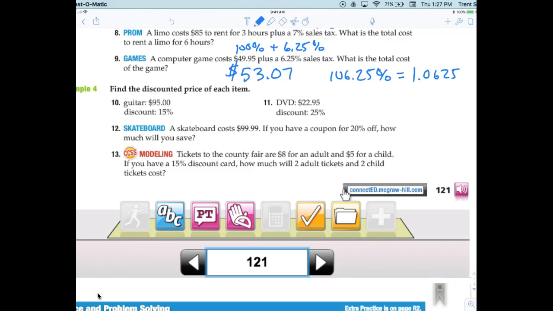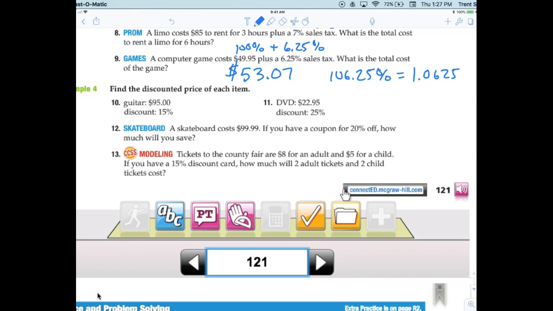All right, we're on 11. Now we have to find the discounted price. Uh-oh, some of you are not thinking. Do you want to pay more or less if you got a discount? Less. Okay, so now be careful. Tell me how to solve number 11. I did 22.95 times 75%. Yay! Thank you very, very much for listening.